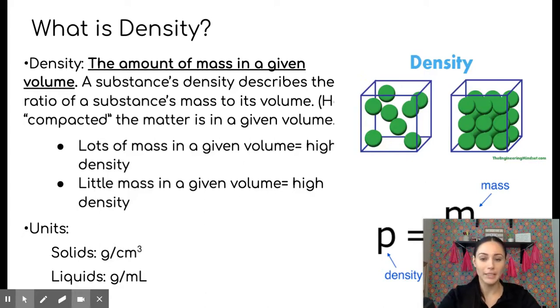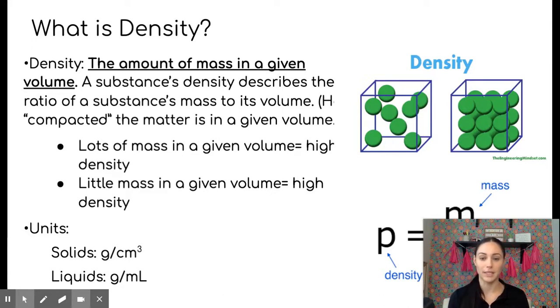So in practice, when we're talking about the density of a substance, if you look at the image up here on the slide, this will make sense. Really, density is describing how much matter or how much stuff is packed into a given volume. So it talks about how compacted or how tightly packed the matter of a substance is in a given volume or a given space.